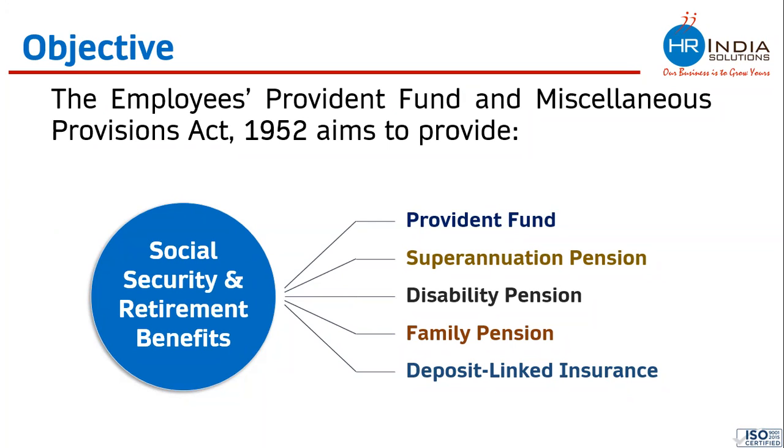Then there is family pension, which is extended to the family member of a PF employee in case of death. And then there is deposit linked insurance, which is life insurance sort of thing, which is provided to each and every PF member. So these are five benefits which are provided under this act, and the basic purpose of bringing this act was social security and retirement benefit.